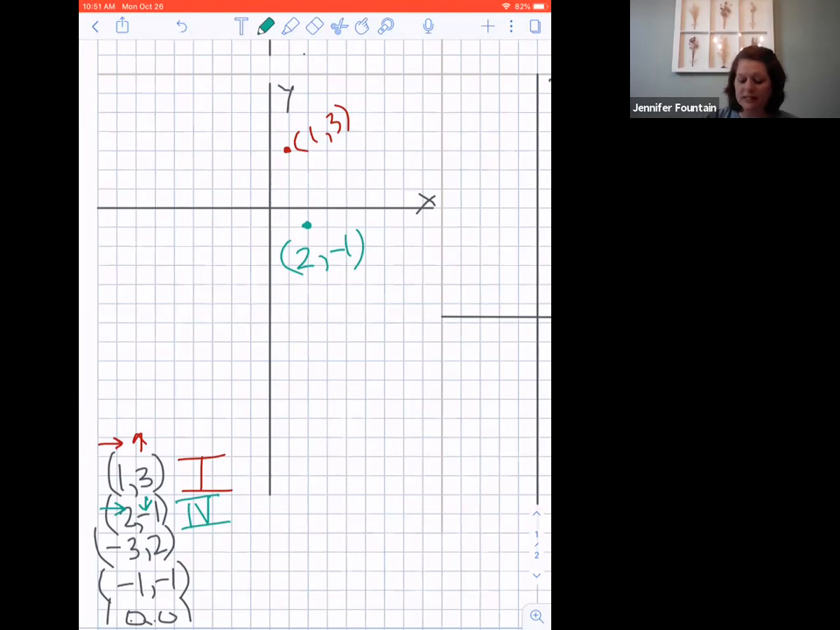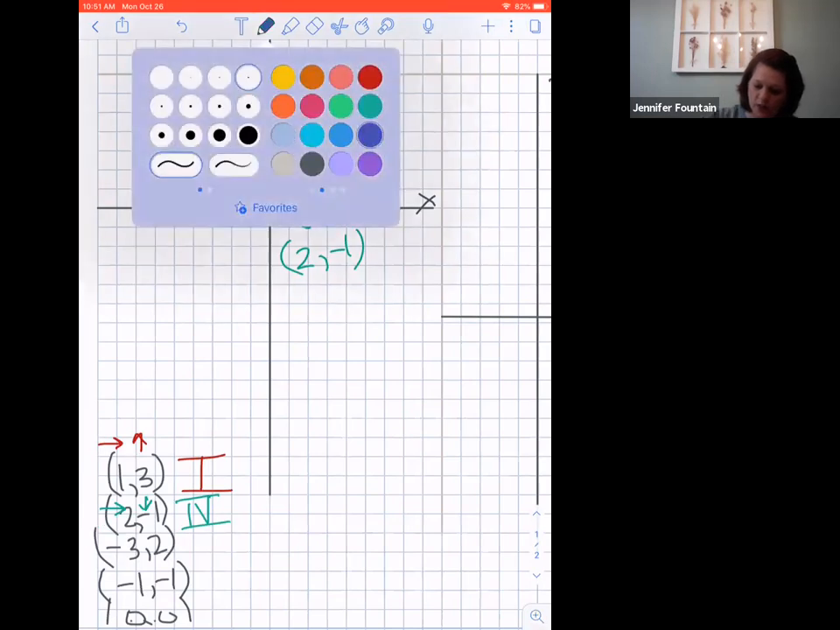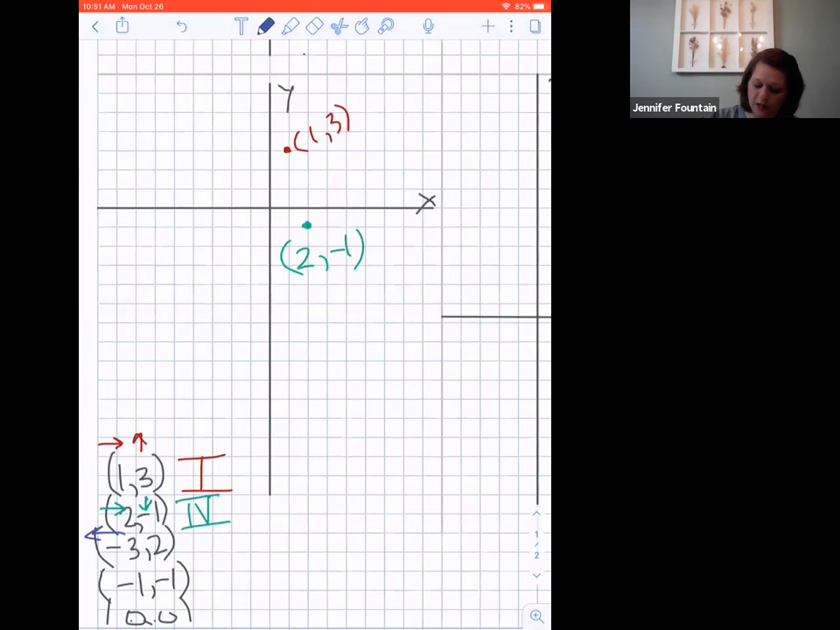My next one is (-3, 2). So that means I'm going left 3. Oh, let me change my color real quick. I'm going to go to the left 3, and then I'm going to go up 2. So I'm going to go left 1, 2, 3, and up 1, 2. So that's going to be (-3, 2). And what quadrant is that? 2. 2. Good.